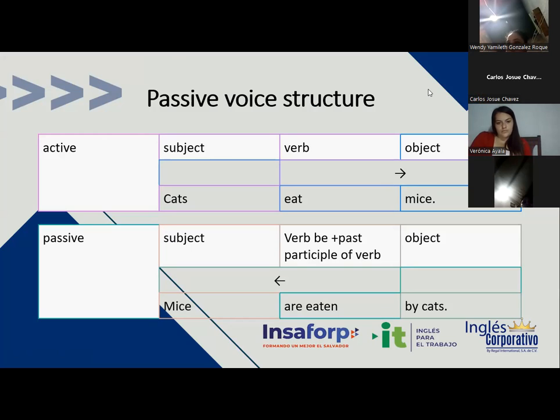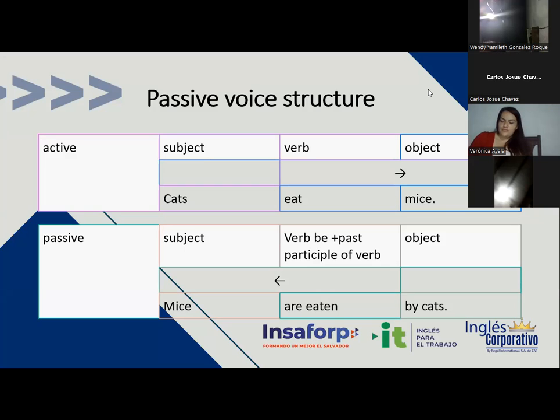Basically, we emphasize the subject with the action that the subject does. And the passive voice is the opposite, because the subject is, listen up, the object of the active voice, right? So that's why in here we got cats eat mice. Los gatos comen ratones, all right?